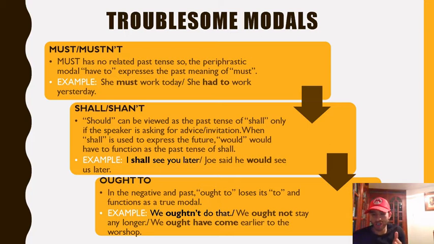See? Ought to. Super simple. Ought to means should. And whenever you are negating this modal, or whenever you're using this modal for a past situation with have plus past participle, you delete that to. So we oughtn't do that, not we oughtn't to do that, and we ought have come earlier to the worship. We should have come earlier to the worship, or we ought have come earlier to the worship. Whatever you want to say, you can use should or you can use ought to, but please do not put the to when you are referring to a past situation.